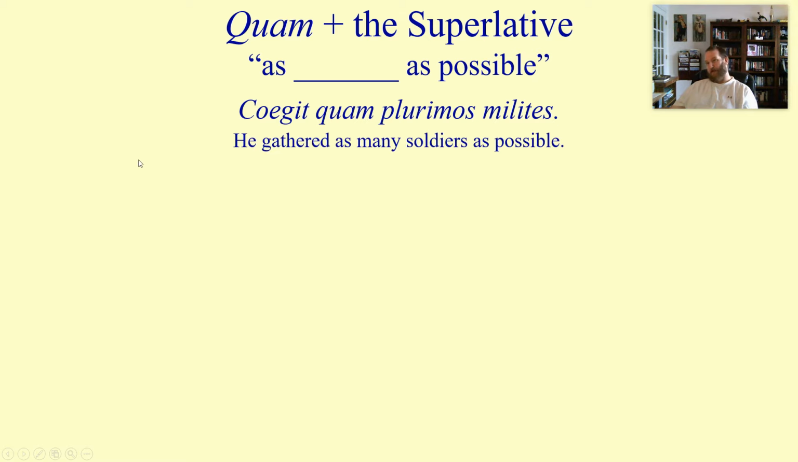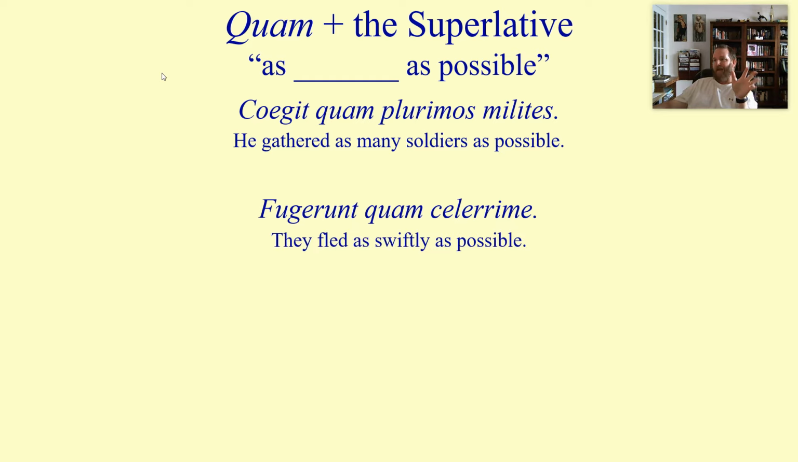So it's just kind of a little bit different than the superlative. It's a little bit stronger. He gathered as many soldiers as possible. Another example of this one, fugerunt quam celerrime. They fled, how? Quam celerrime. Not just very quickly, but because that quam's there, they fled as quickly or as swiftly as possible. And again, that's the superlative adverb. This is only with superlatives, quam with a superlative.